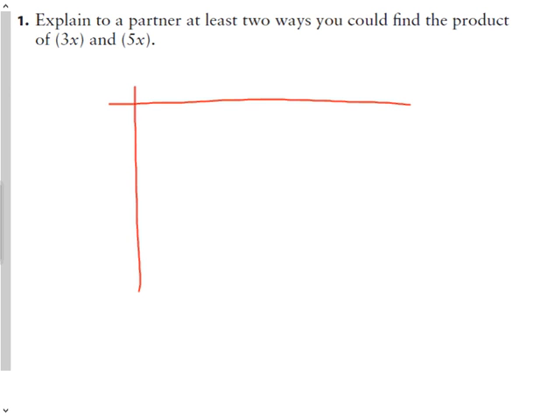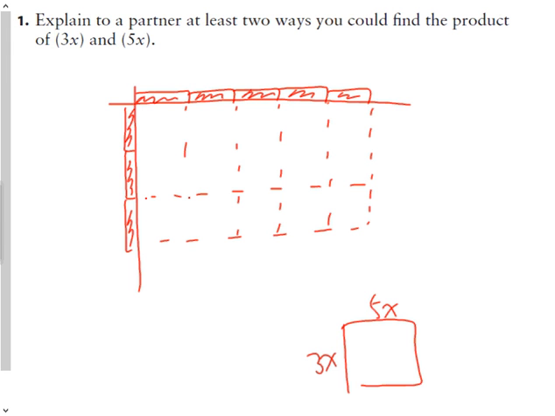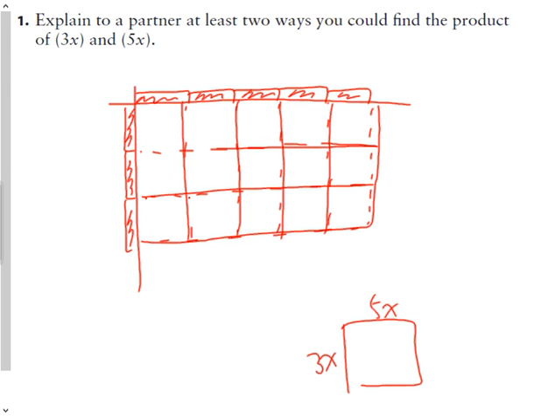If we think about 3x as being the length of a rectangle, I would use a basic rectangle and put 3x here, and do 5x for its length, positive x's. Then I would fill in this rectangle. This is really bad, I should have done these in solid lines.